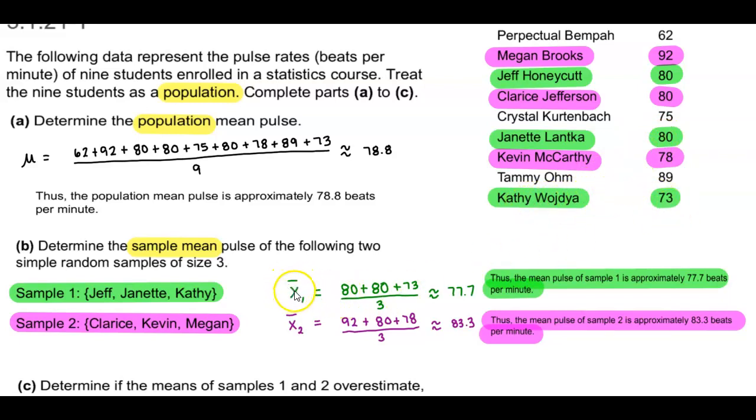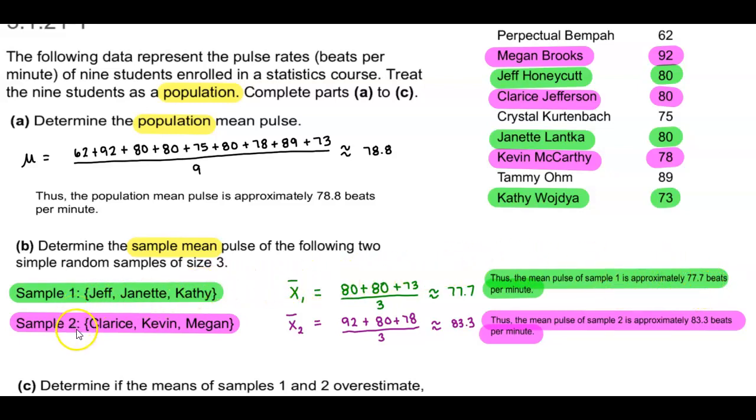So here we have the sample mean denoted with x bar, and since with sample 1 we're putting a 1 here, we take 80 plus 80 plus 73, and we're dividing it by 3 because that's how many are in this sample, and we get approximately 77.7. Therefore, the mean pulse of sample 1 is approximately 77.7 beats per minute.